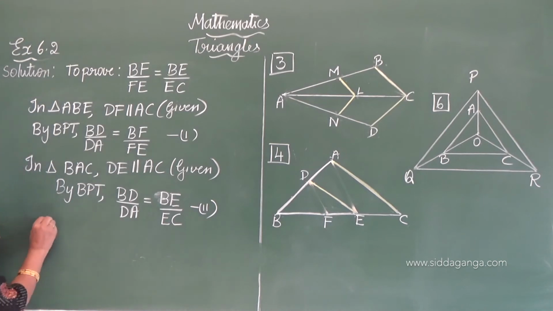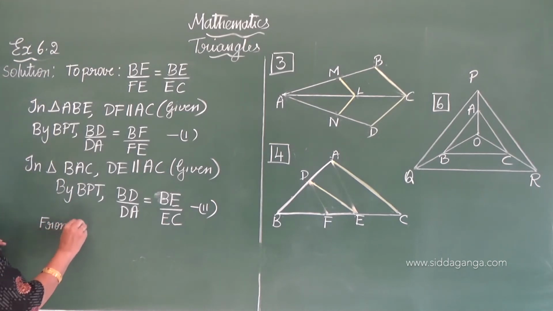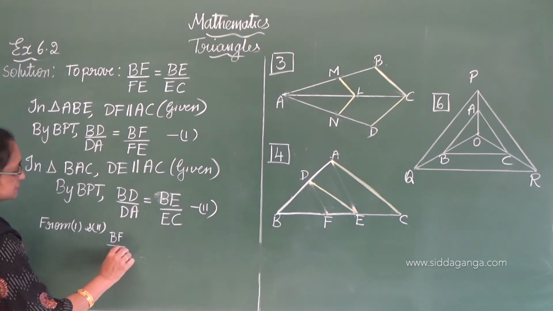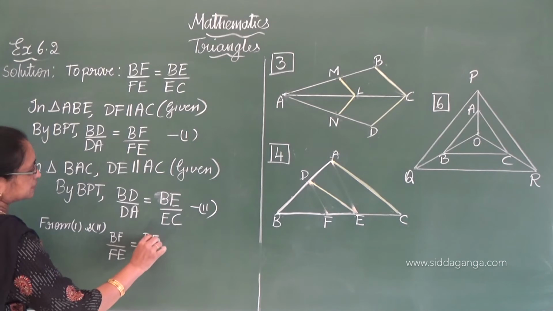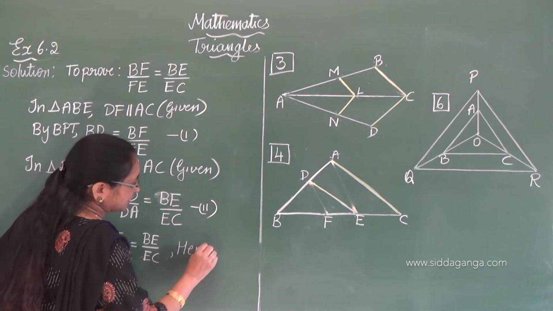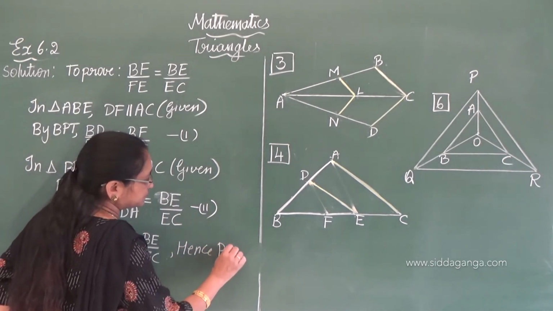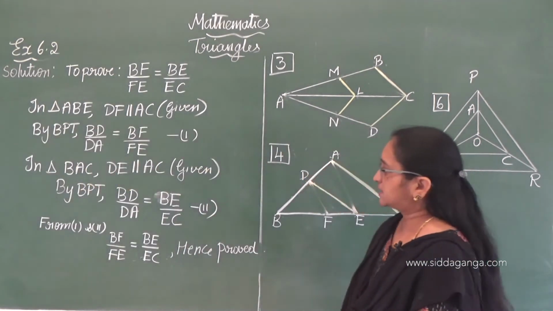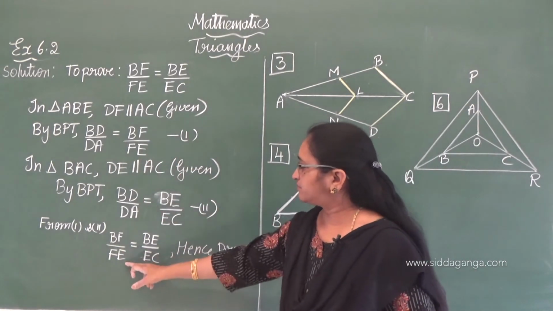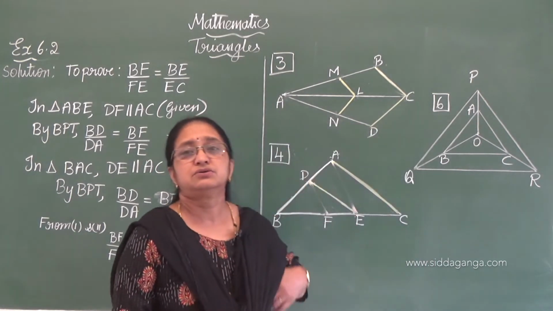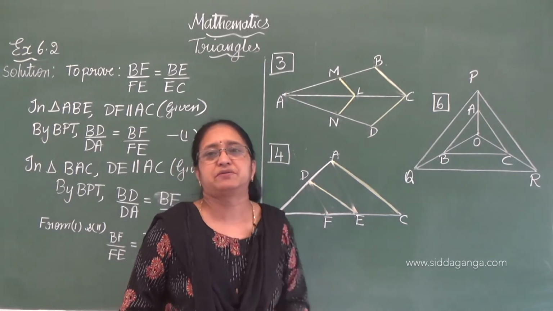So definitely from 1 and 2, what we can write? BF by FE is equal to BE by EC. So in this, I think we got the final result directly, hence proved. So there is no need to take reciprocal and all as in the previous sum. Directly we got the answer, that is BF by FE is equal to BE by EC. Okay, this is very easy. Only thing is visualizing the diagram is very, very important.